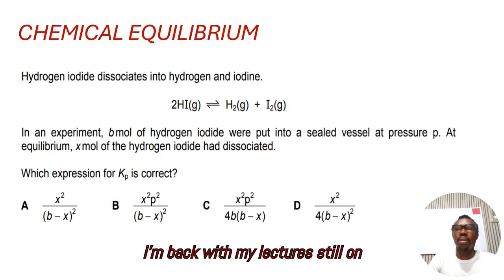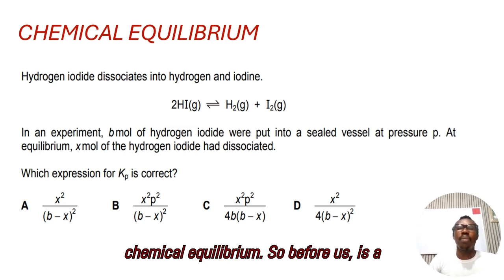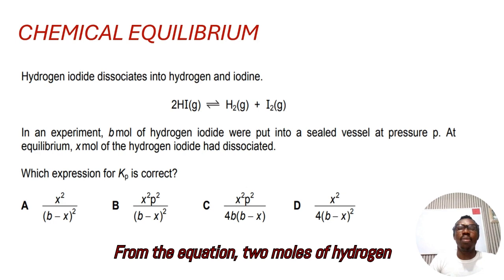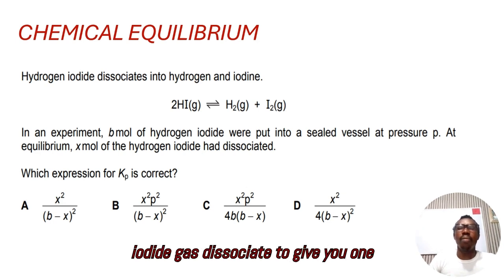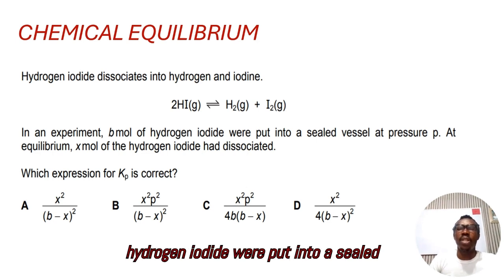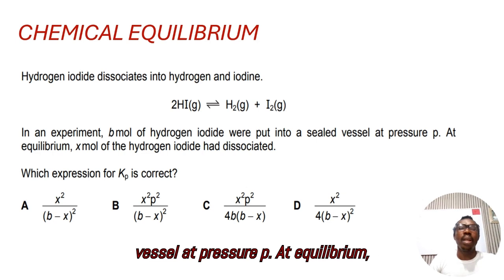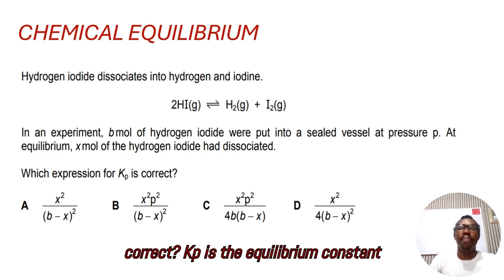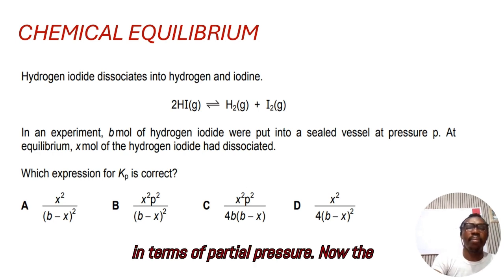I'm back with my lectures, still on chemical equilibrium. So before us, a typical A-level chemistry question on chemical equilibrium. Hydrogen iodide dissociates into hydrogen and iodine. From the equation, 2 moles of hydrogen iodide gas dissociate to give you 1 mole of hydrogen gas and 1 mole of iodine gas. In an experiment, B mole of hydrogen iodide were put into a sealed vessel at pressure P. At equilibrium, X mole of hydrogen iodide had dissociated. Which expression for Kp is correct? Kp is the equilibrium constant in terms of partial pressure.